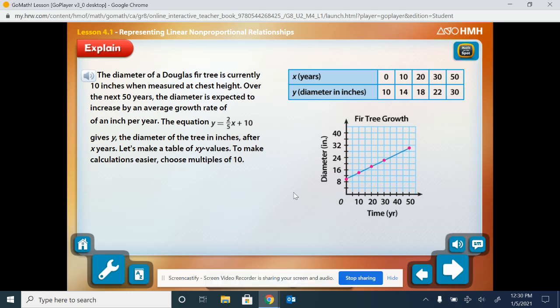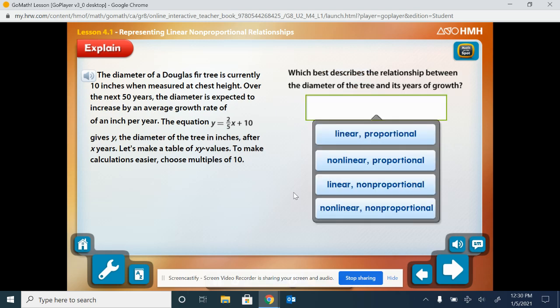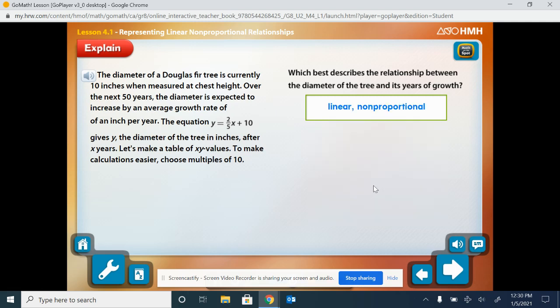So the graph shows the fir tree's growth in relationship with time. Which best describes the relationship between the diameter of the tree and the time the tree grows? So it was linear because it did make a line, but it didn't go through (0, 0), so it's not going to be proportional. It is linear, non-proportional. That's correct. The relationship is linear non-proportional.